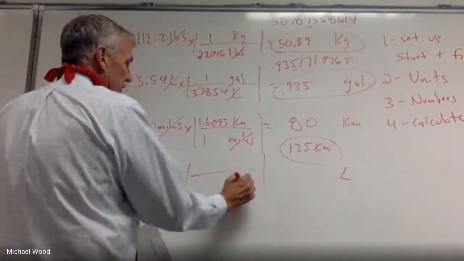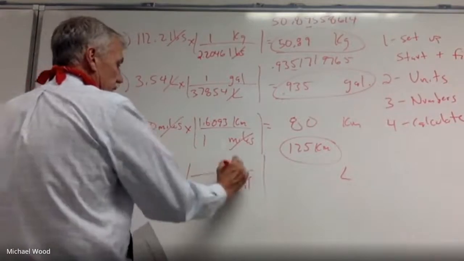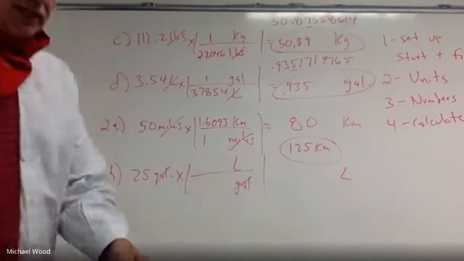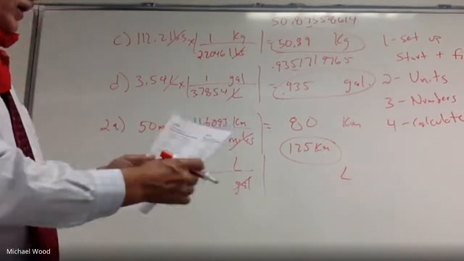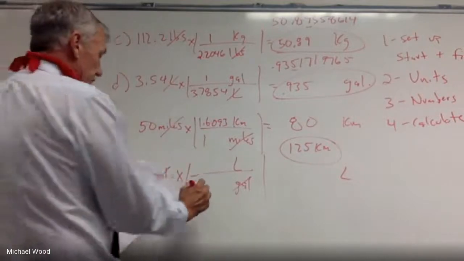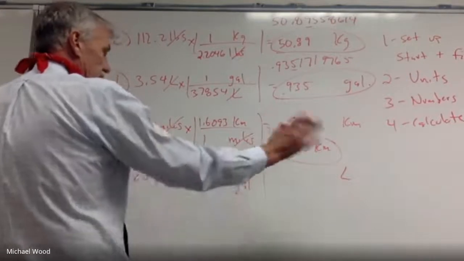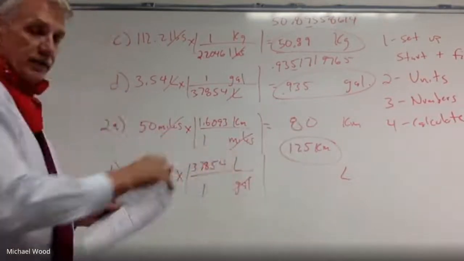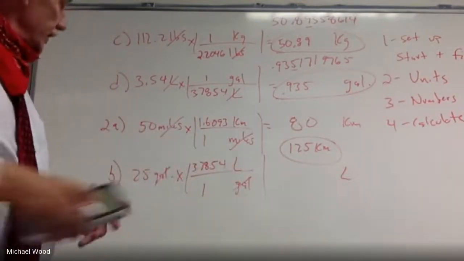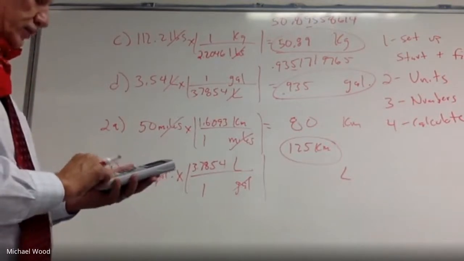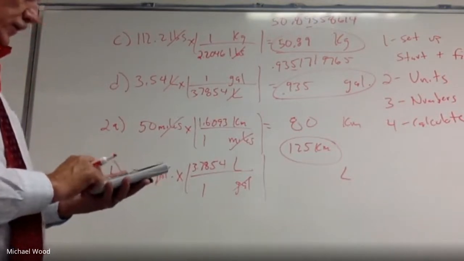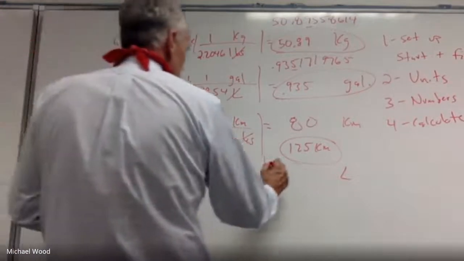So I'm going to put gallons on the bottom so they cancel out, and liters on top. And then I'm going to go here and I'll look at volume. For every 1 gallon, there's 3.7854 liters. So again, I did the setup, I did the units, I did the numbers, and now I calculate. So I have 25 times 3.7854 gives me 94.6 or 95.